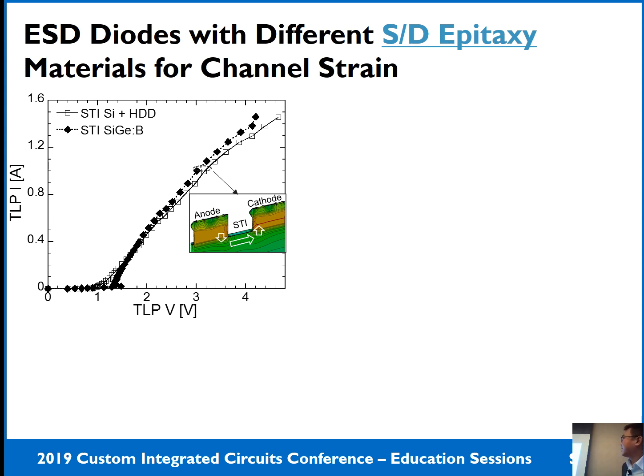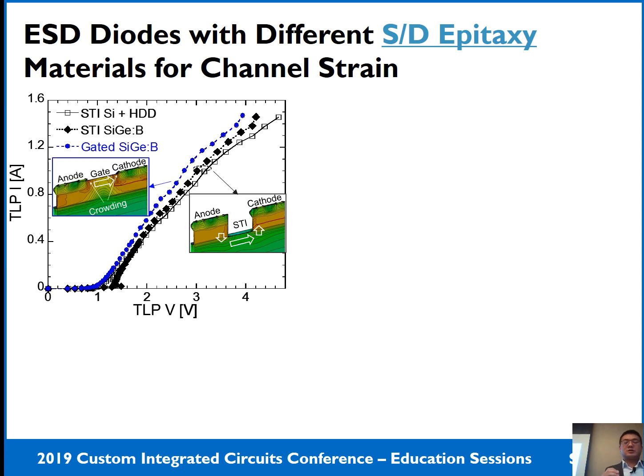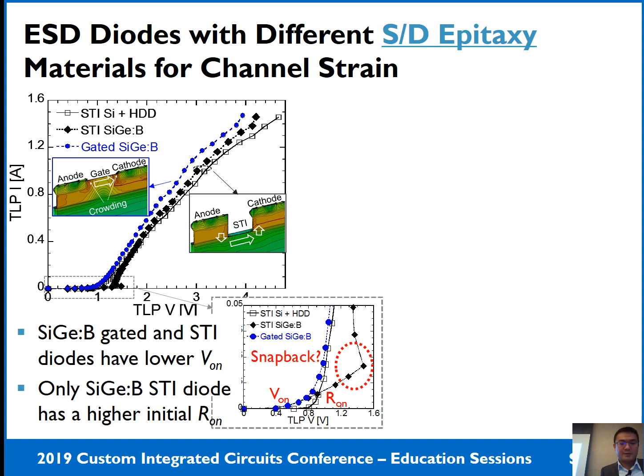Okay, so here I just show these two different STI diodes with a different source strain epitaxy. One is the traditional silicon epi structure, with implant, very traditional process. Then another one is a silicon germanium epitaxy structure with in situ boron doping. Then the gated silicon germanium diode is inserted for the comparison. So in both the silicon germanium gated and the STI diode, they have a lowered turn-on voltage. Okay, the ringing view we just showed here.